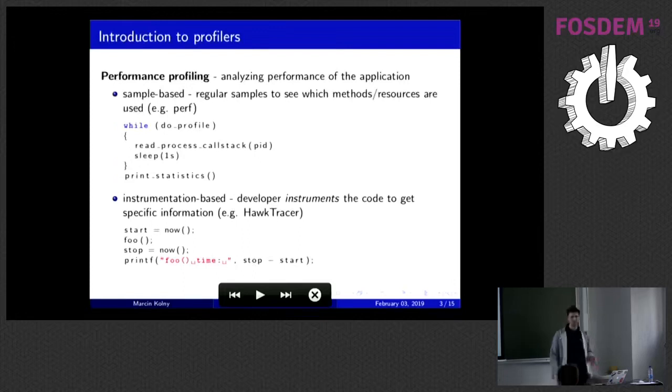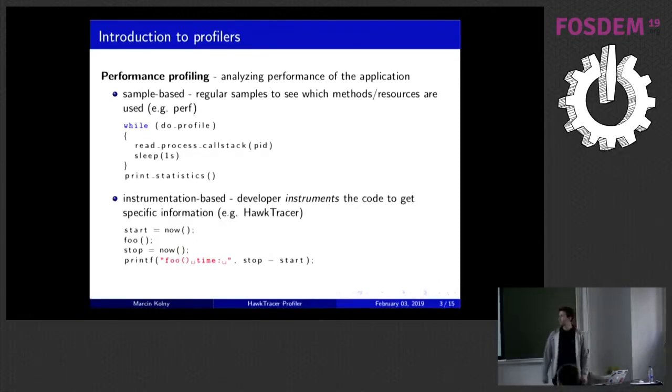So a profiler basically is a tool that allows you to measure performance of the application, and you can basically split existing profilers into two groups. The sample-based profiler that runs periodically and checks some information from your application. So the simple sample-based profiler can be like that you have a while loop and you check, for example, the call stack of a specific process based on process ID, and later on you can gather those data and generate some statistics. So, for example, which function was called most frequently.